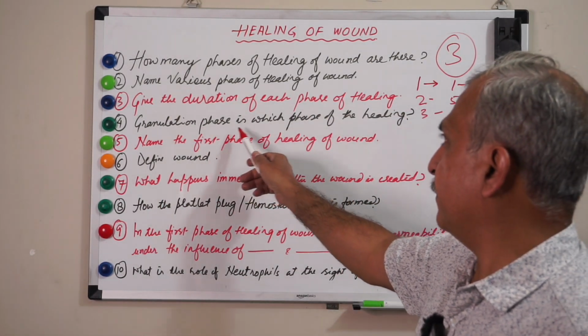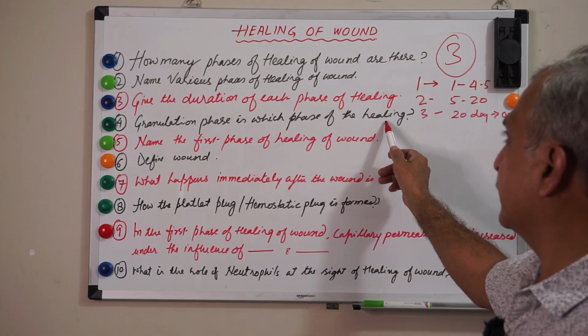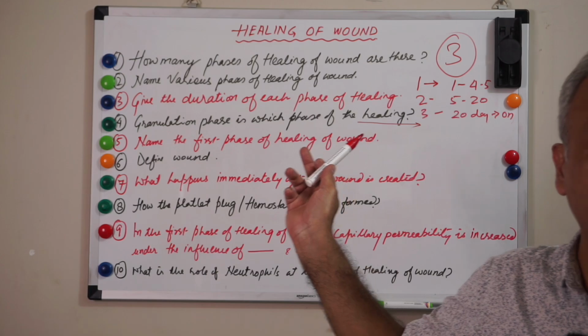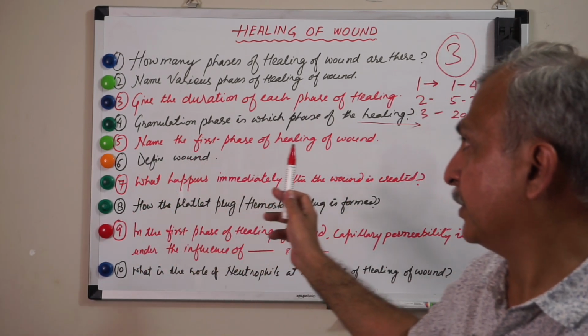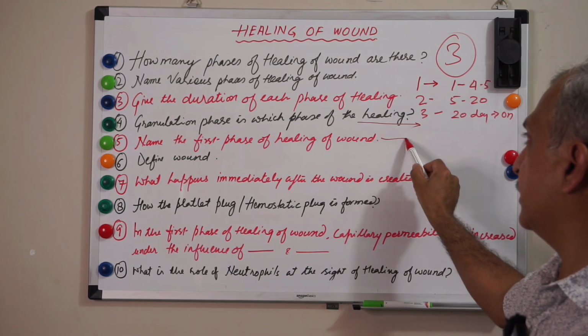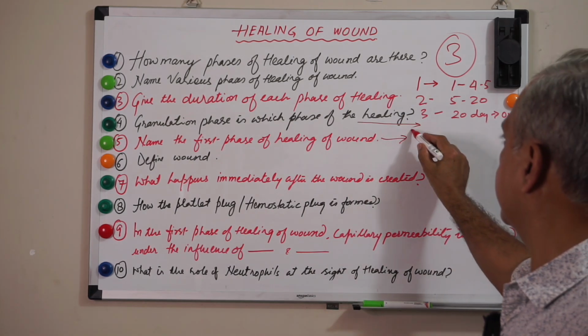So the granulation phase is which phase of the healing? Granulation phase. It is phase 2 of the healing process. Okay, name the first phase of healing, that is the inflammatory phase.